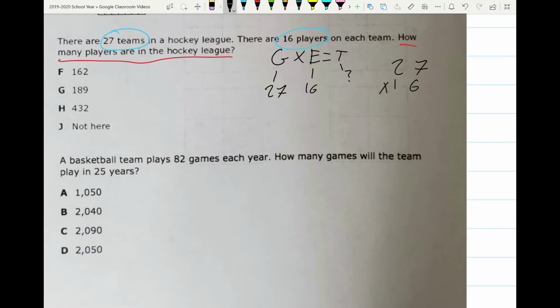27 times 16. Now remember, when I multiply, I'm multiplying like this. 6 times 7 and then 6 times 2. So if I'm multiplying in this way, 6 times 7 is going to be 42. And then 6 times 2 is going to be 12 plus 4, 16. Okay, and then I always add a 0 as my placeholder.